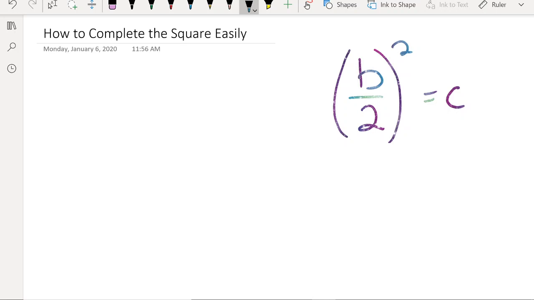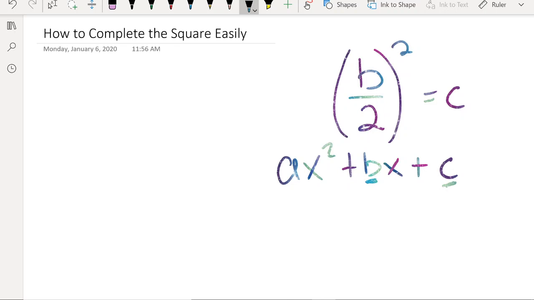So if you're like, wait, B, C, what's B and C? Well, if you're just learning this right now, what you need to know is that B and C come from this thing called standard form, ax squared plus bx plus c. So there's the B and the C. Here's the B, here's the C.